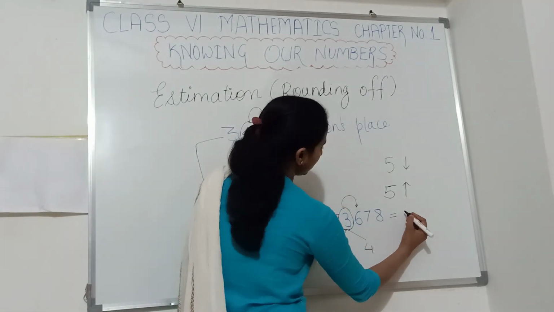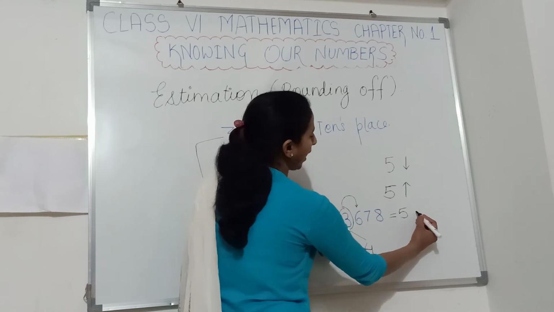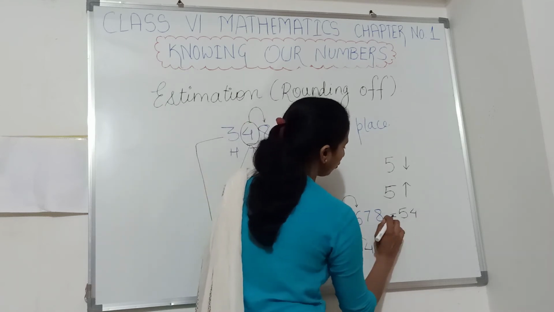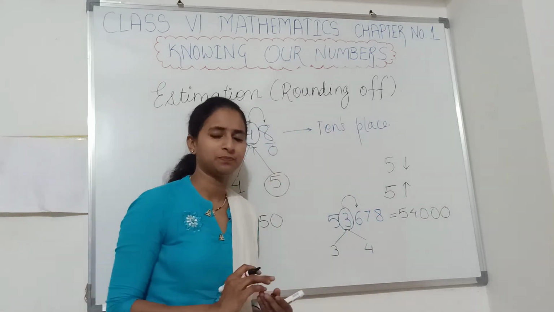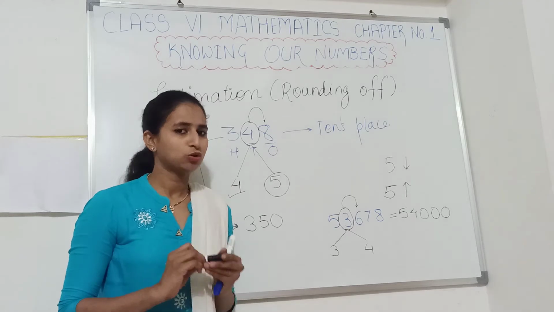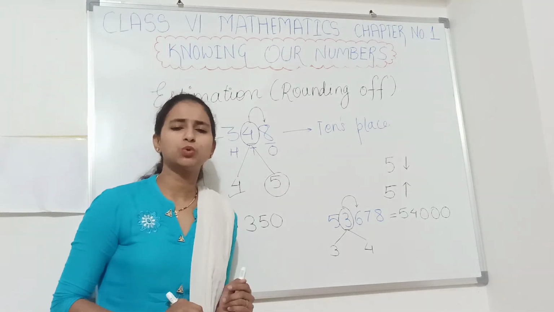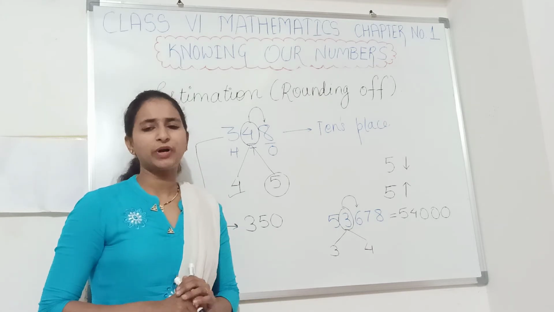I am going to write this 5 as it is first, and since I am changing this place, this will become 4, and all the remaining numbers will become 0. How many numbers are there? 1, 2, 3. All numbers will become 0. Isn't it very easy? If you follow the steps properly, even very big numbers you can solve easily. Is it clear, students? So this is all about estimation.